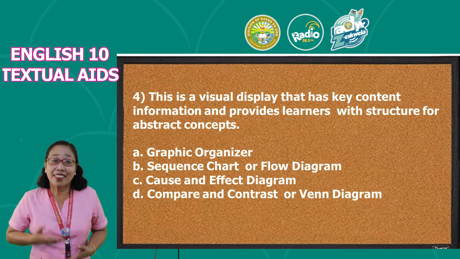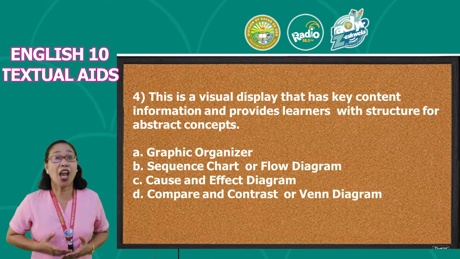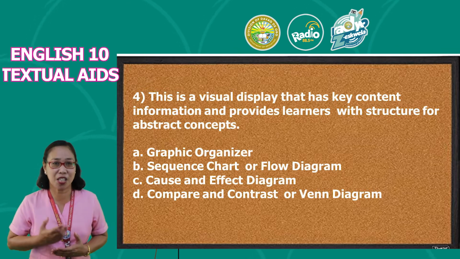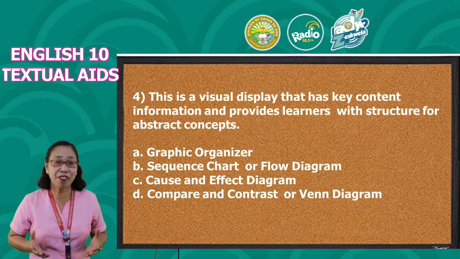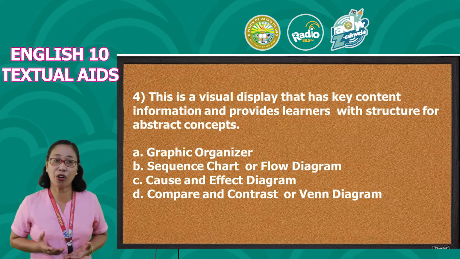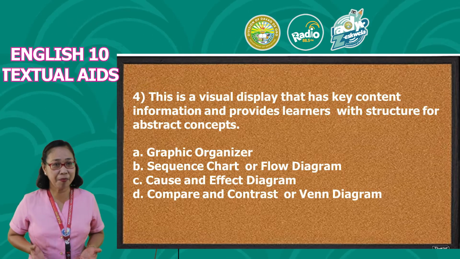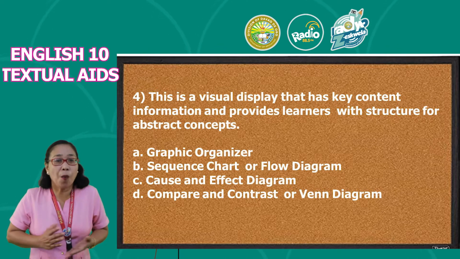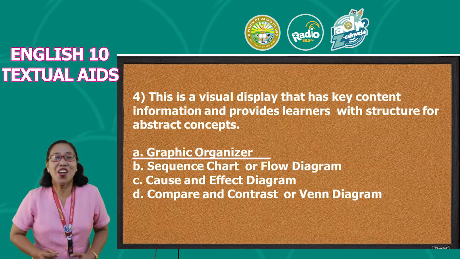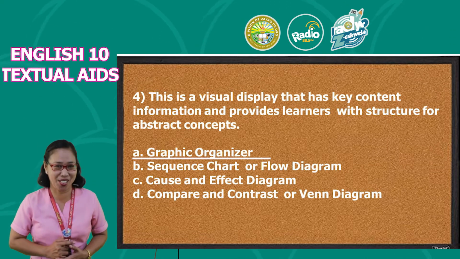Number 4, this is a visual display that has key content information and provides learners with structure for abstract concepts. A. Graphic organizer. B. Sequence chart or flow diagram. C. Cause and effect diagram. And D, compare and contrast or Venn diagram. Great! The correct answer is letter A, graphic organizer.